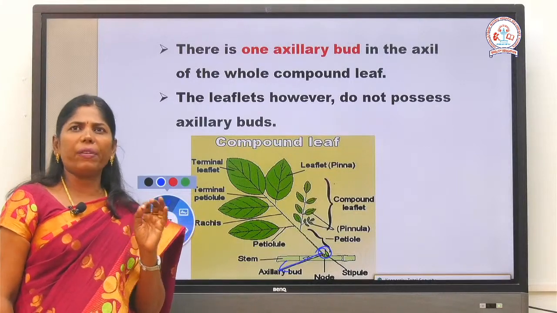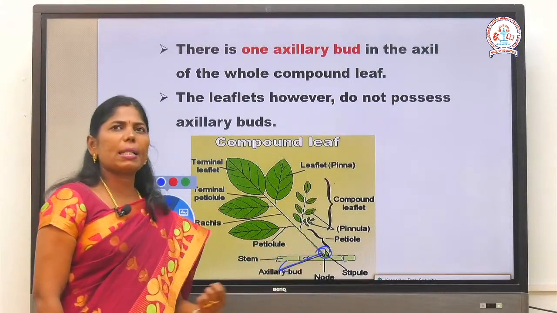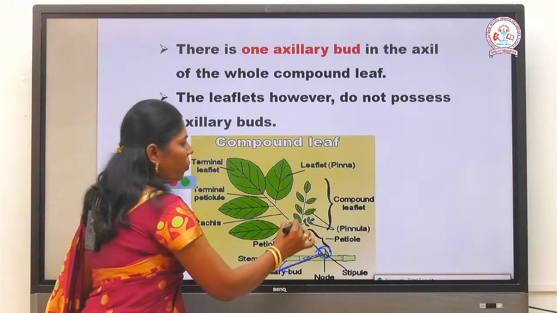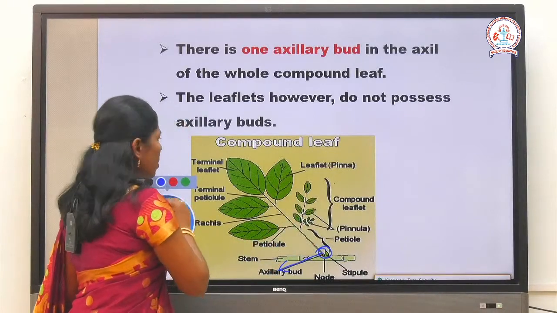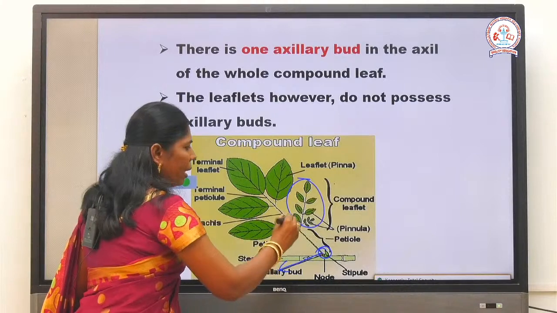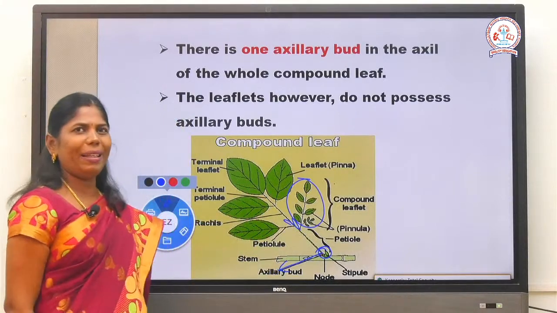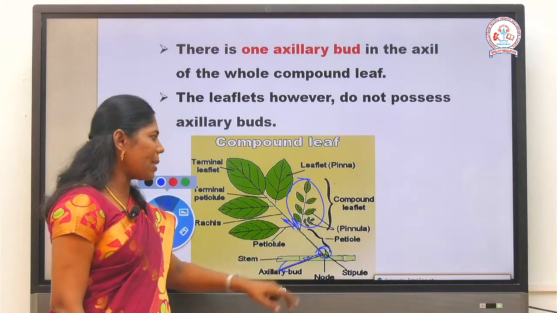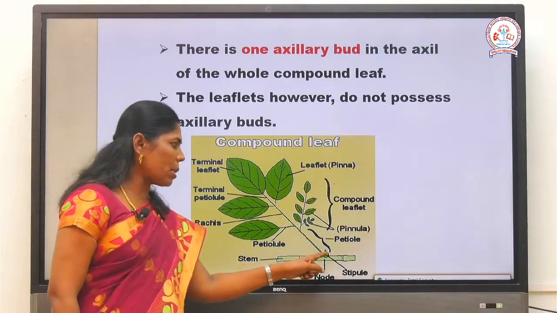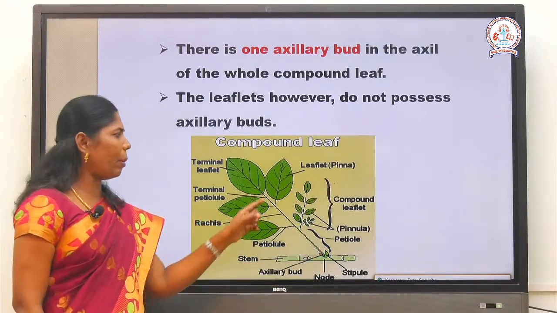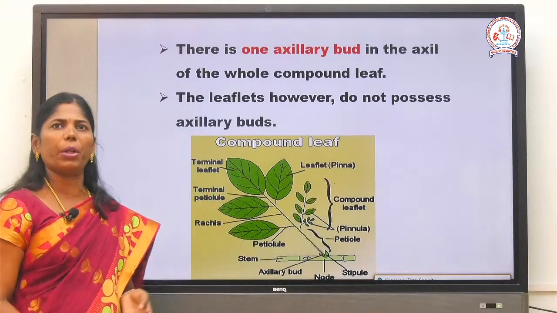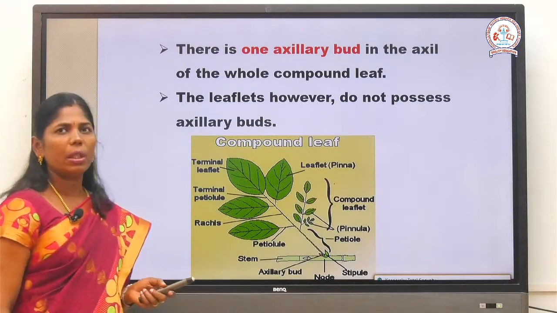Okay, so the leaflets do not possess an axillary bud. Each of the leaflets here, this is one of the leaflets. Here we cannot see any axillary bud. Only the base of the rachis produces the axillary bud. So we cannot see an axillary bud in each leaflet. That is the main character of a compound leaf.